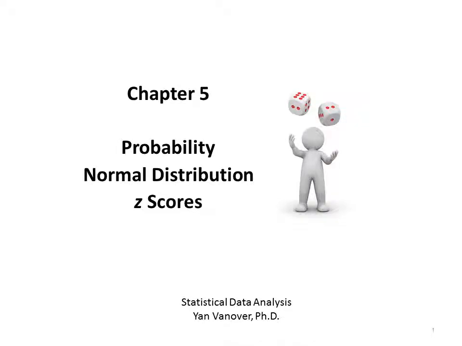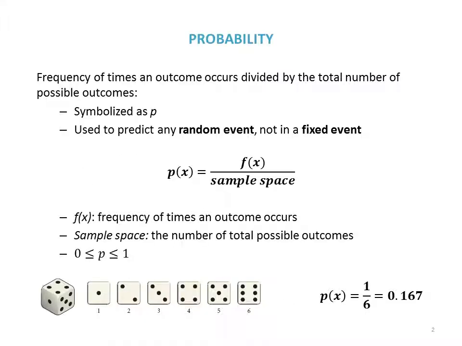This week, we'll learn about probability, normal distribution, and z-scores. What is probability? Probability is the chance of getting a certain outcome from a random event. A random event is any event where the outcomes observed in that event can vary. If we roll a dice, we expect to see 1 or 2 or 3 or 4 or 5 or 6. So dice rolling is a random event because the outcome varies each time you roll the dice.